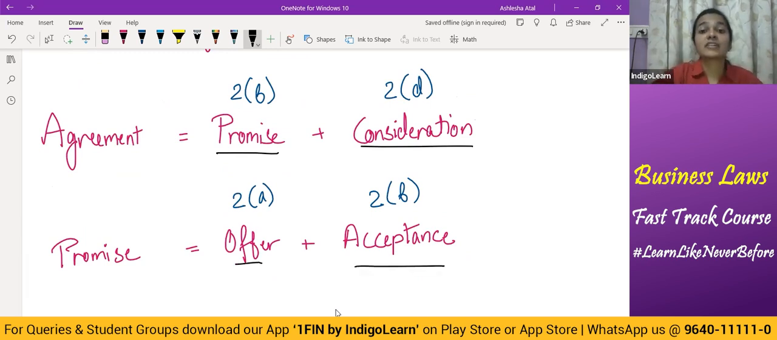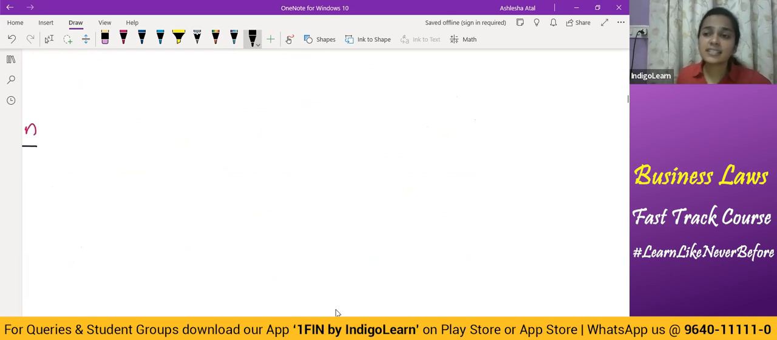So for a contract to come into existence, the first step or the first requirement is that there has to be an offer. What is the second step? The first step has to be an offer. There has to be an offer which is made. Offer, then it should be promise.